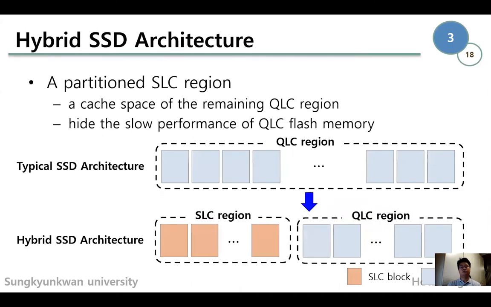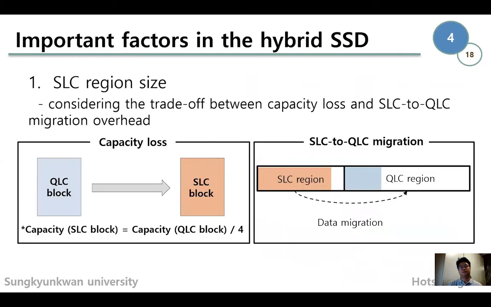To hide the slow performance of the cache memory, most recent SSDs adopt a hybrid SSD architecture. Hybrid SSD architecture has a partitioned SLC region. The SLC region is utilized as a cache space for the remaining cache region. By writing hot data at the SLC region, the overall performance of the hybrid SSD can be improved.